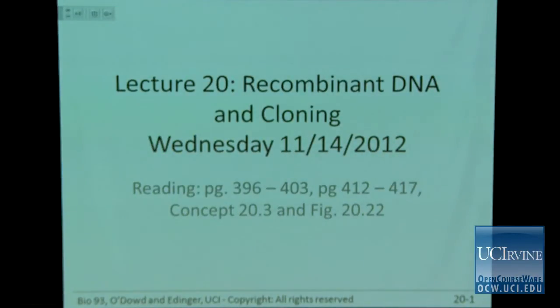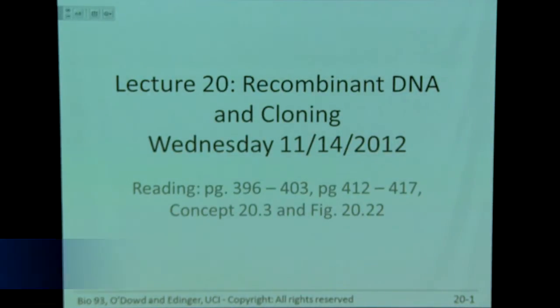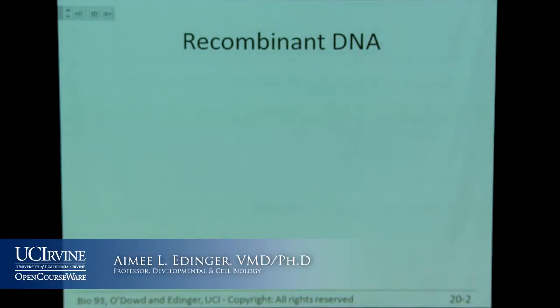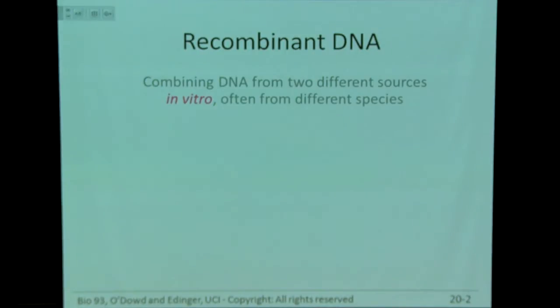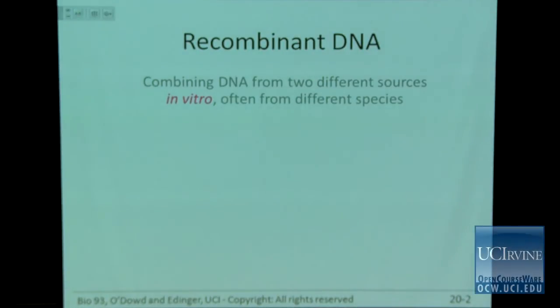Okay, today we're going to finish up the molecular biology section by doing recombinant DNA and cloning. So what is recombinant DNA? Recombinant DNA is DNA that has been combined from two different sources. And frequently these different sources are different species. And a word that I've added here that I don't think is on your version is in vitro. So the key part here is that this is done in the lab.